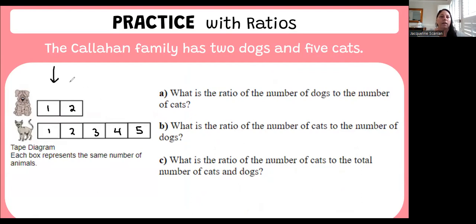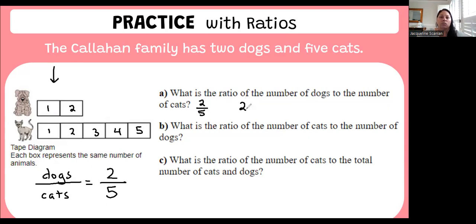Okay, we could write that ratio of dogs compared to cats as a fraction. We could write it as for every 2 dogs the Callahan family has, they have 5 cats. All right, so that answers letter A. What is the ratio of the number of dogs to the number of cats? We could write it, remember, in 3 ways. We could write it as 2 over 5. That's the most common in math.